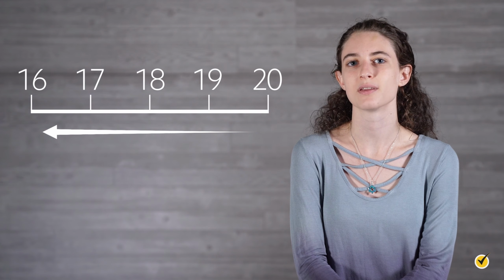30 groups of 60 is written as 30 times 60, which is 1,800. So 1,800 kernels are required to fill up 30 bags of popcorn. Both addition and multiplication are commutative, because the order does not affect the answer. 30 groups of 60 gets us the same result as 60 groups of 30.